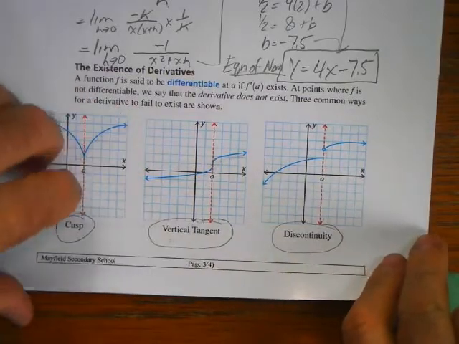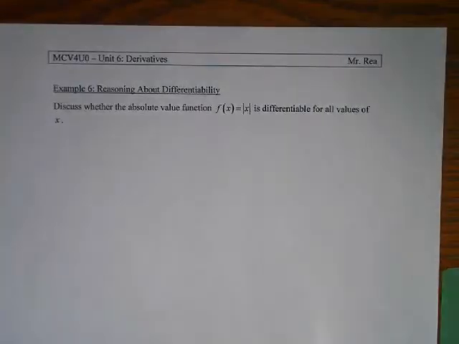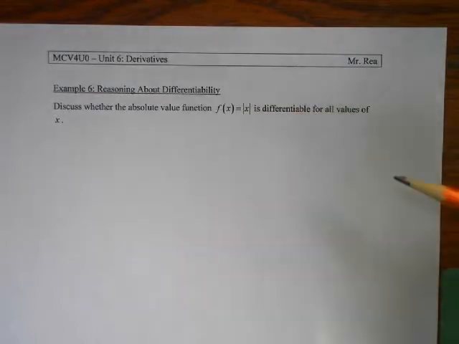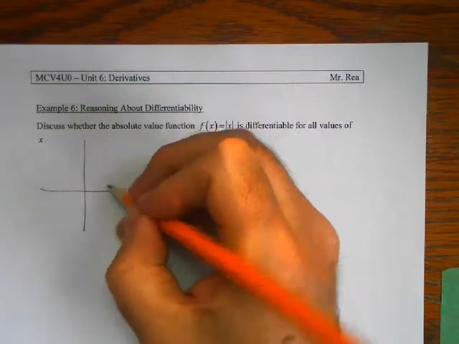So last example, just whether the absolute value function f of x is the absolute value of x is differentiable for all values of x. So if we do a quick little sketch of that, absolute value function, that's where it strips off the negative sign.